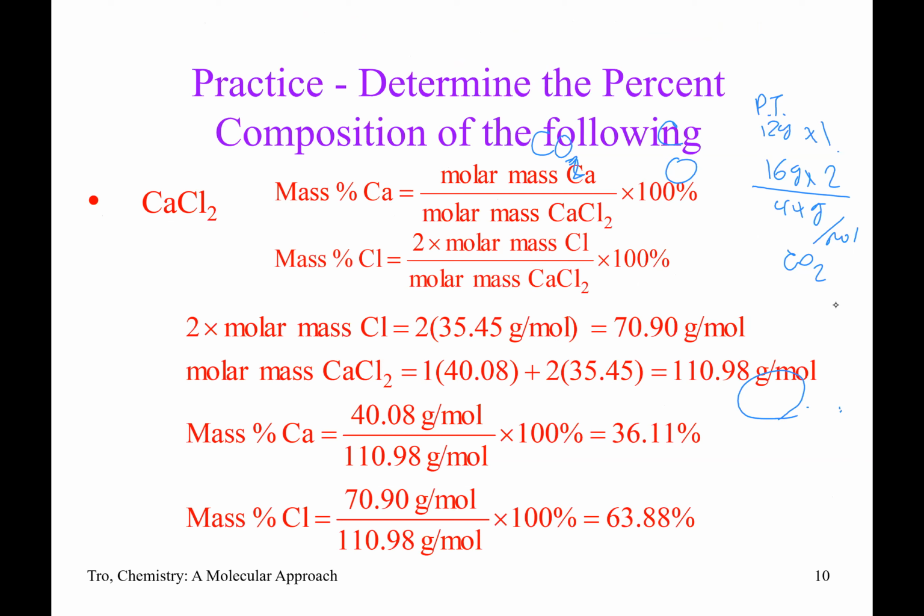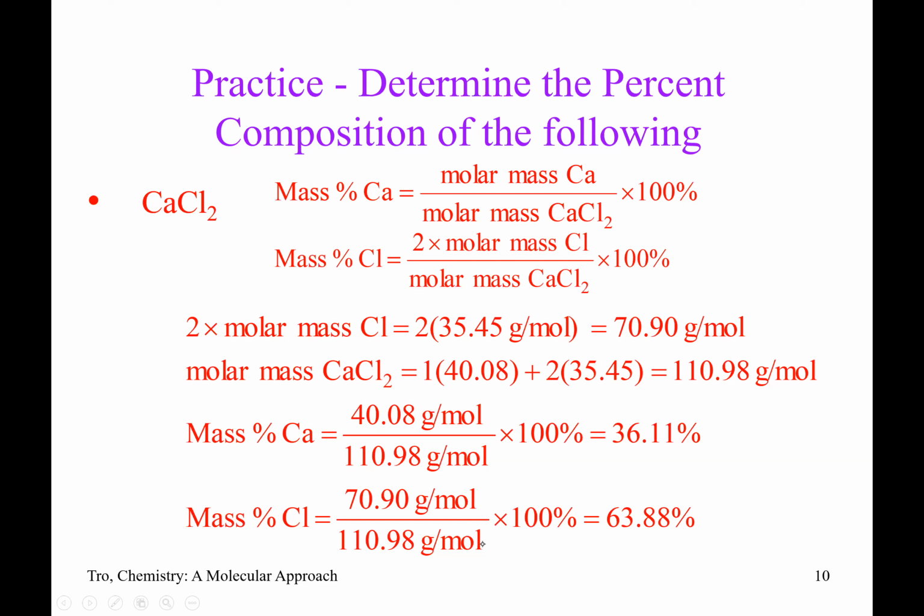Any question about this new example? Percent composition for calcium chloride means find the percent of calcium and find the percent of chlorine. Since you have only 1 calcium, mass of 1 calcium is 40 grams, but for chlorine, you have 2 chlorines, 2 times 35 is going to be 70. So total mass or molar mass is 110. Calcium is 40 divided by 110, and chlorine is 70 divided by 110.